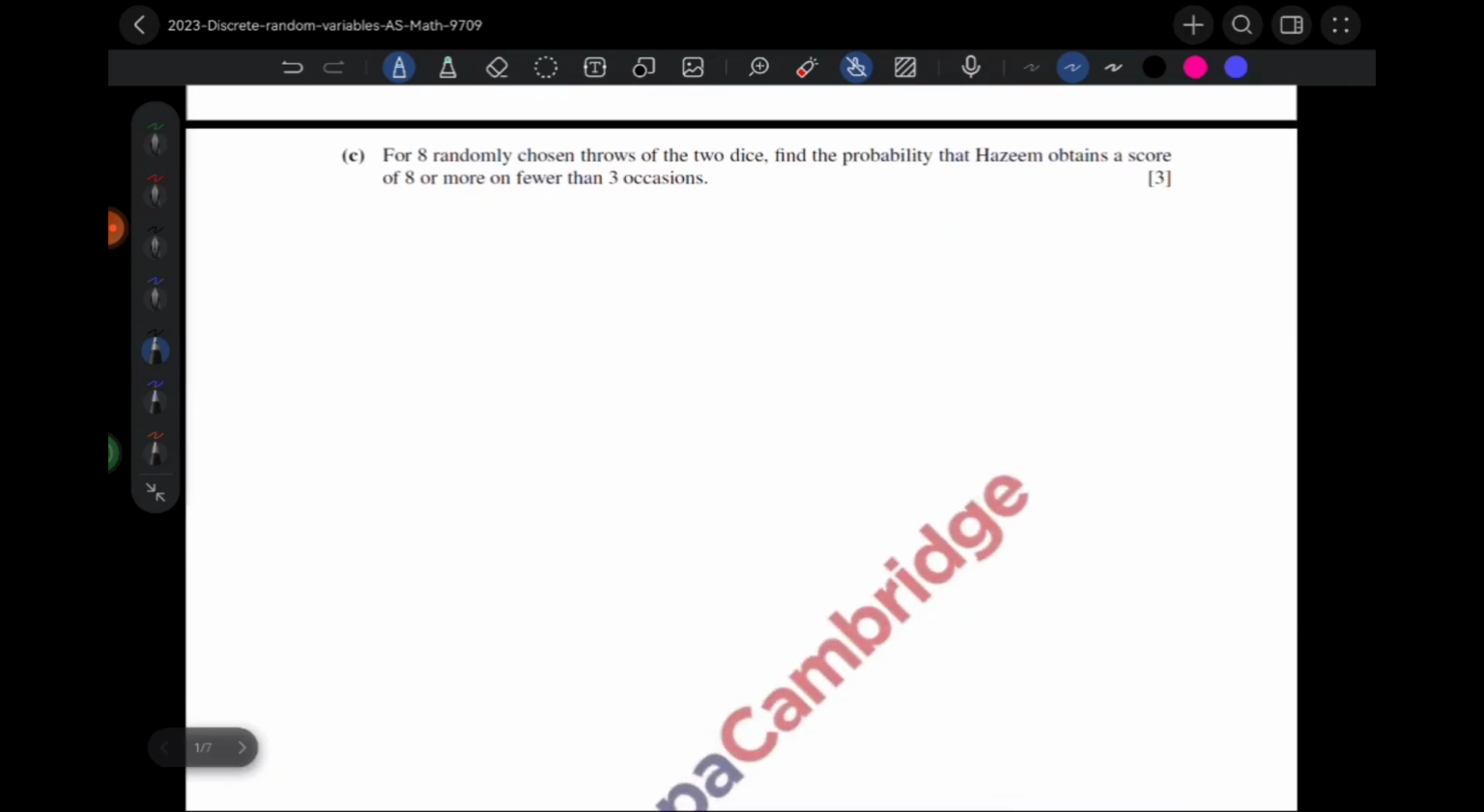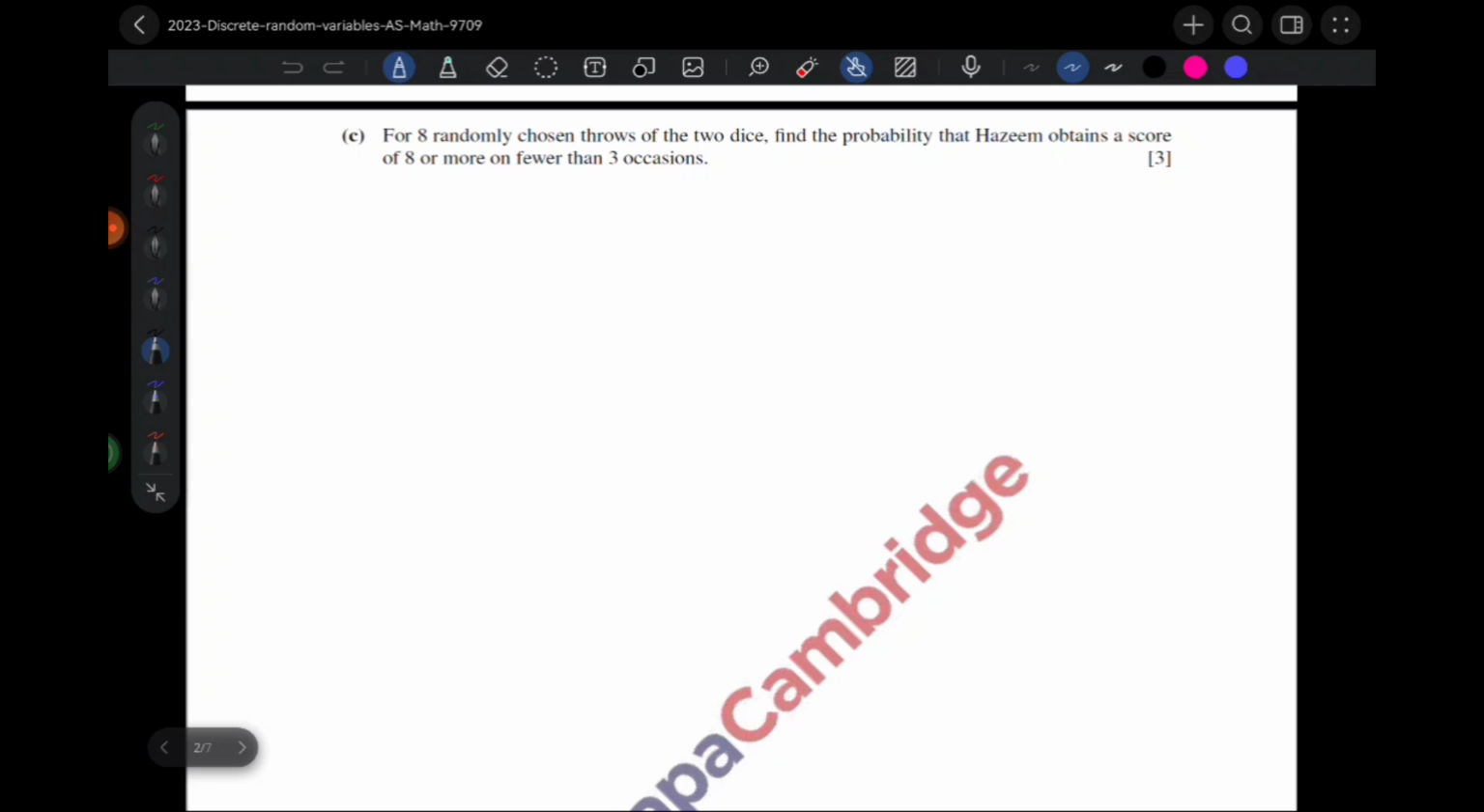Now for C, for 8 randomly chosen throws of the 2 dice, find the probability that Hazim obtains a score of 8 or more on fewer than 3 occasions. So this is a binomial distribution question. We have 8 experiments, 8 throws, and for those 8 throws we need to find the probability Hazim obtains a score of 8 or more on fewer than 3 occasions. That means it can be 0, 1, or 2.